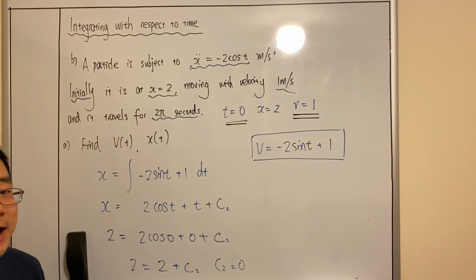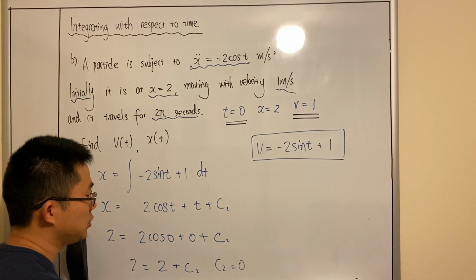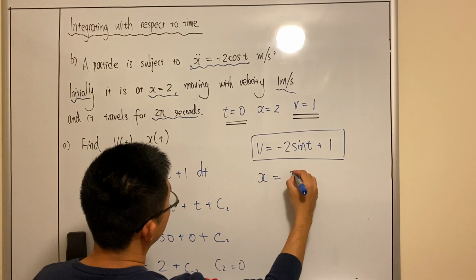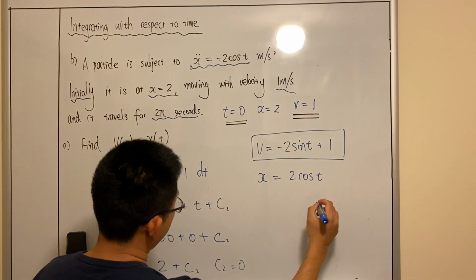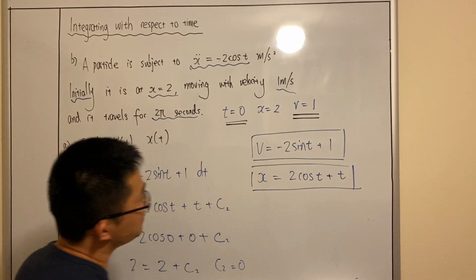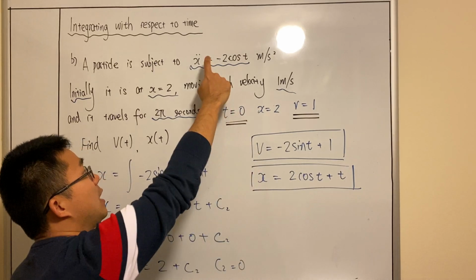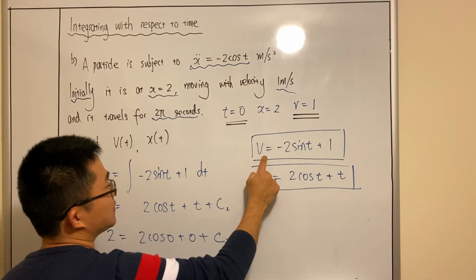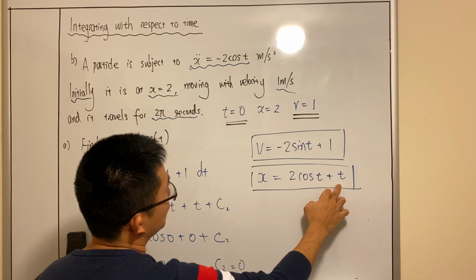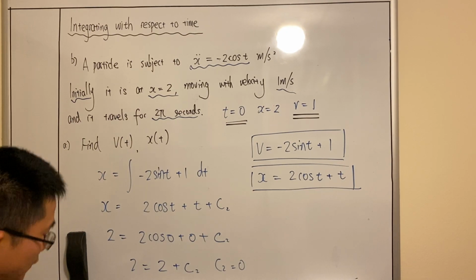So finally, after integrating twice and substituting the numbers twice, we find the two equations. x equals 2 cosine t plus t. That is the displacement time function. So we have three functions now: the acceleration time function, the velocity time function, and the displacement time function. So three functions here.